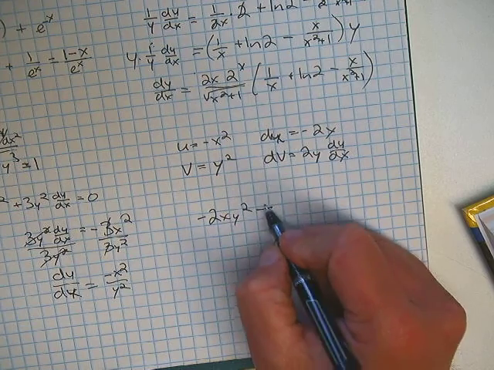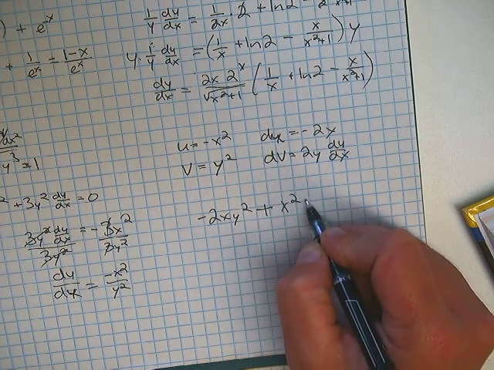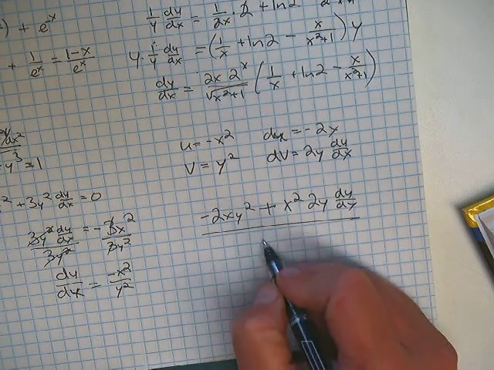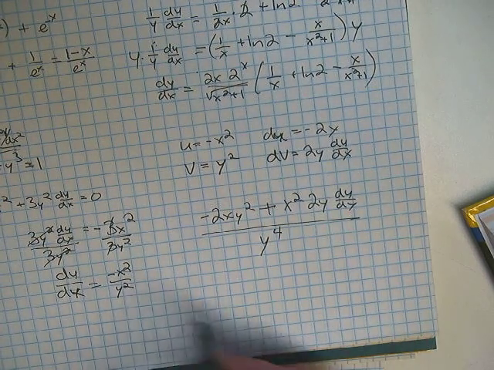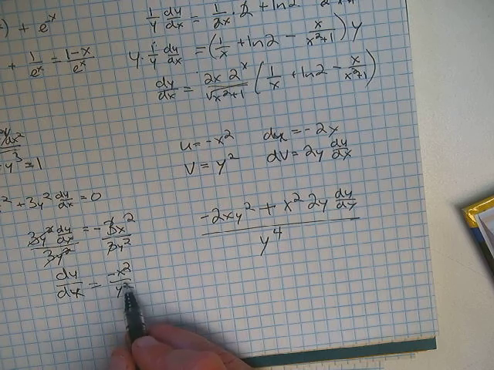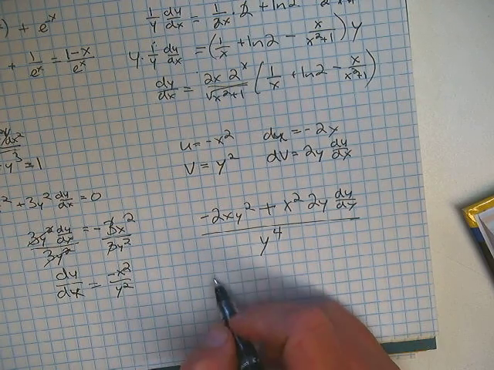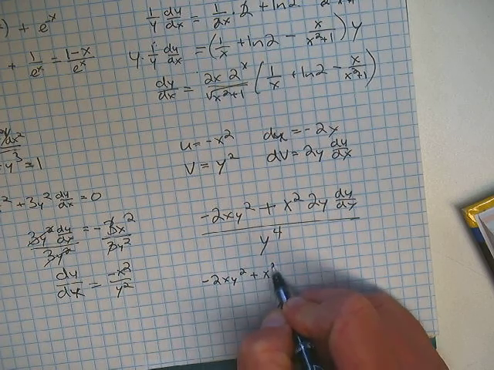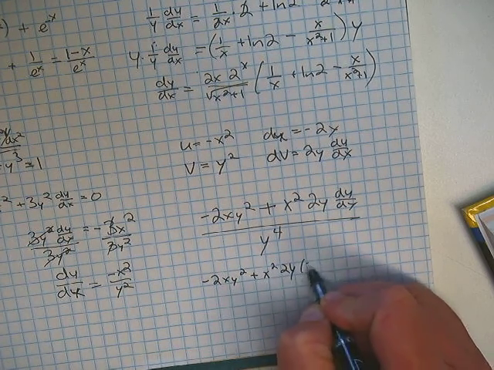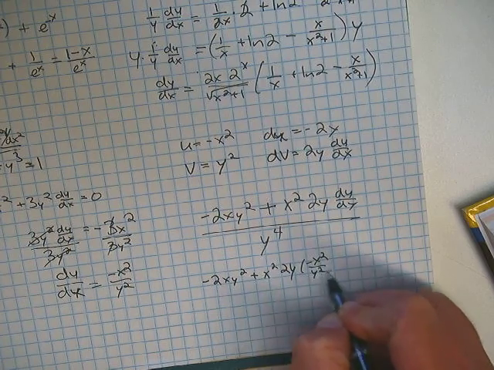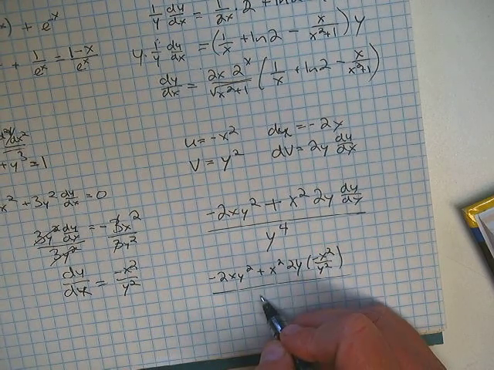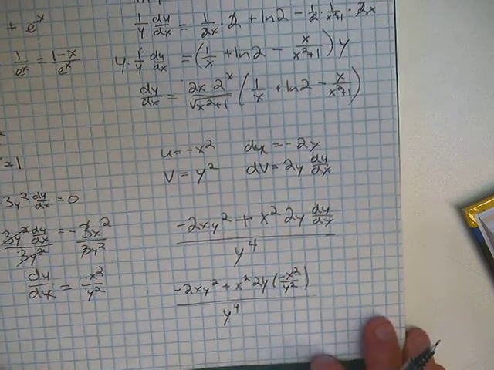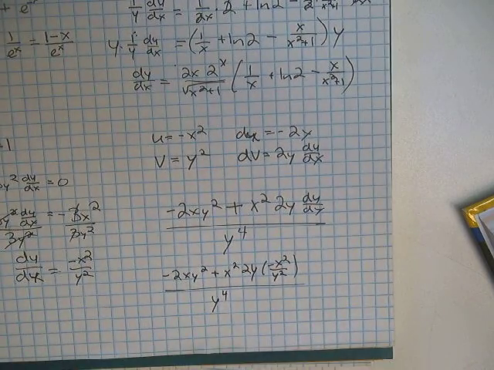So low is y squared times negative 2x gives us negative 2xy squared, minus high, negative x squared, which makes that a positive, times 2y dy/dx, all divided by the low squared, which gives us y to the fourth. Then we're going to plug in this negative x squared over y squared for dy/dx. We get negative 2xy squared plus x squared times 2y times negative x squared over y squared, all divided by y to the fourth.